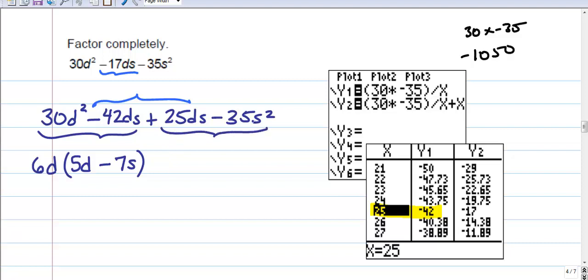I'm going to do the same thing over here. Both of these, the biggest number that goes into those two would be a 5, and they both have an S. And so this would end up being 5D, when I factor it out, minus 7S.